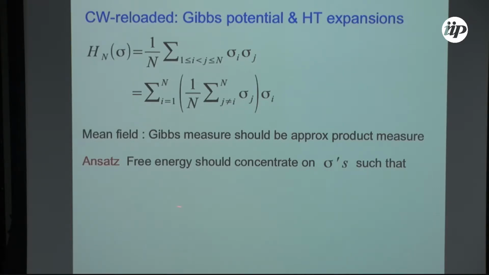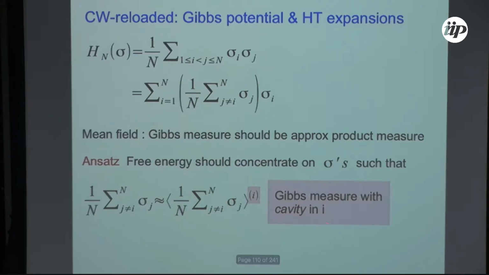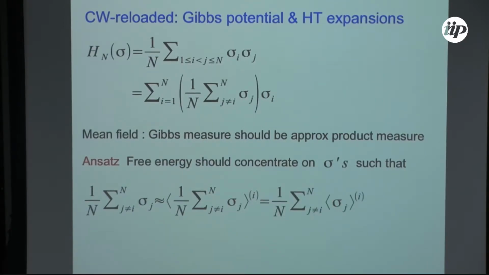The ansatz goes as follows: the free energy should concentrate on sigmas such that we have these effective fields. It's a sum of n terms multiplied by 1 over n. It's very natural to believe that this concentrates around its mean under the Gibbs measure. I put here a cavity in i to avoid rebounding effects. But once we have that, by linearity, we can write it out.